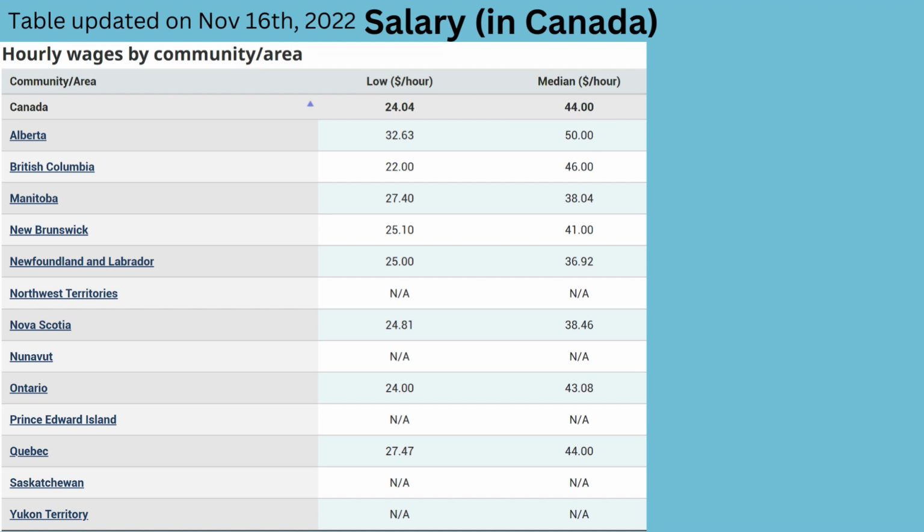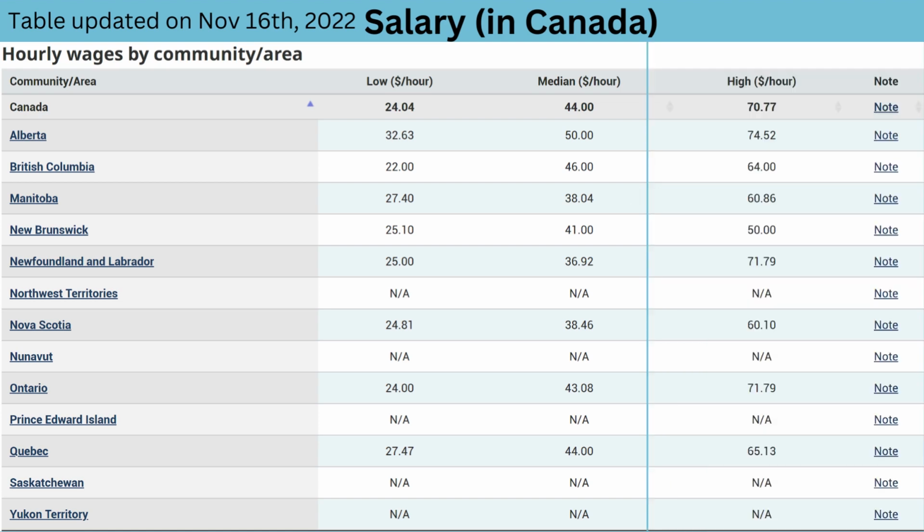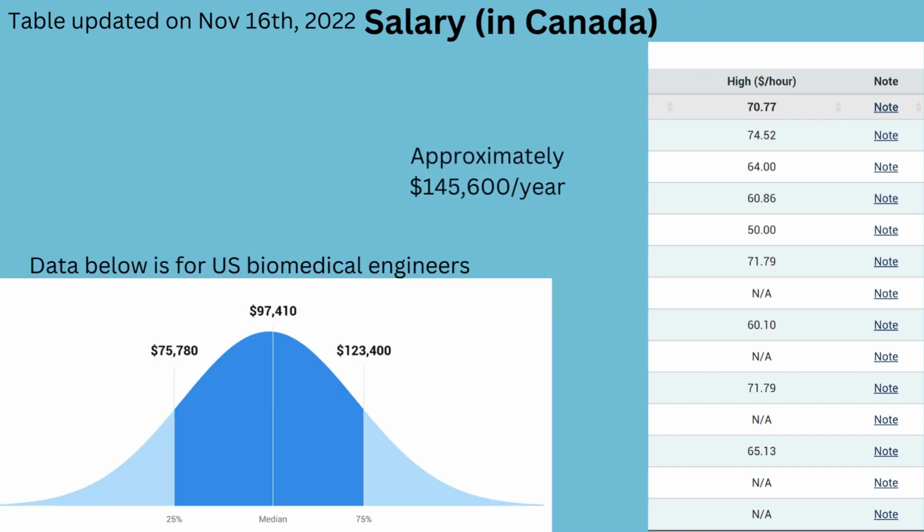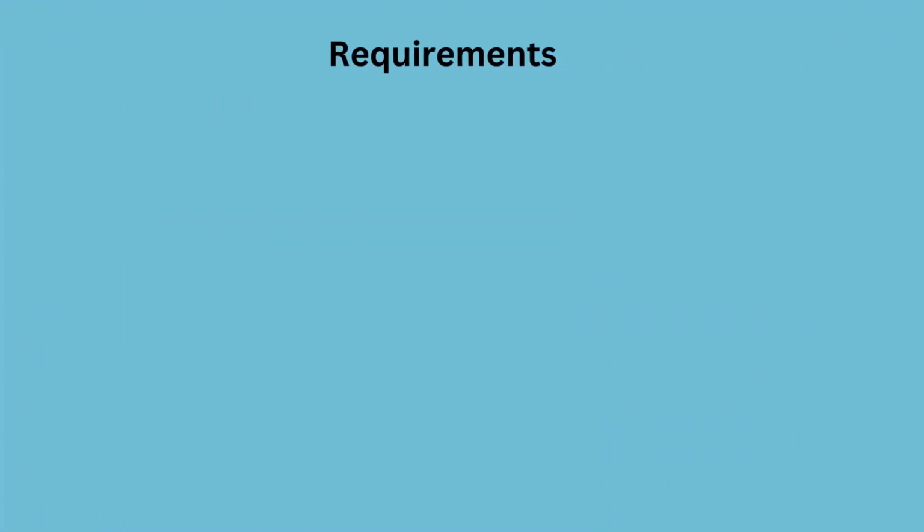But for the median salary, which will be $91,520 per year, same thing assuming 9 to 5, which is actually pretty high compared to the average Canadian income. And then you've got the highest, which is $70.77, which is $145,600 per year in salary. 9 to 5, same thing, which is actually really high. It's definitely worth considering becoming a biomedical engineer, because worst case scenario, if you get the lowest, you're still only slightly below average.